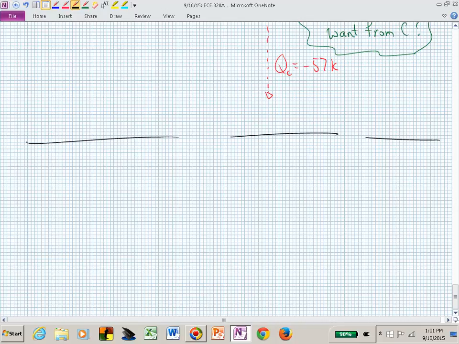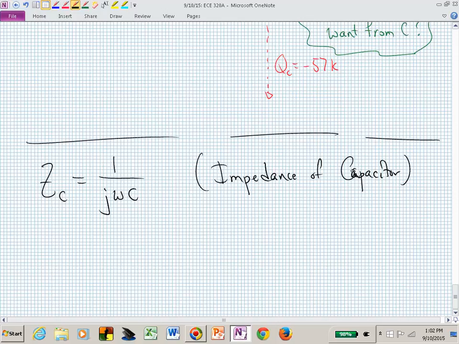We're trying to find that Q sub C from our capacitor. And this is what Dr. Marcelin taught you. What's the impedance of a capacitor in sinusoidal steady state? 1 over j omega c, right? You all just said it in unison. So this is now 1 over j omega c. That's the impedance of this capacitor.